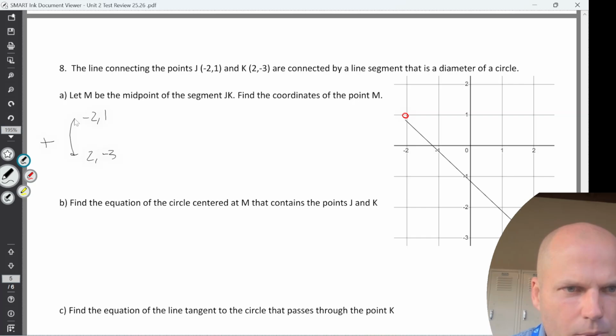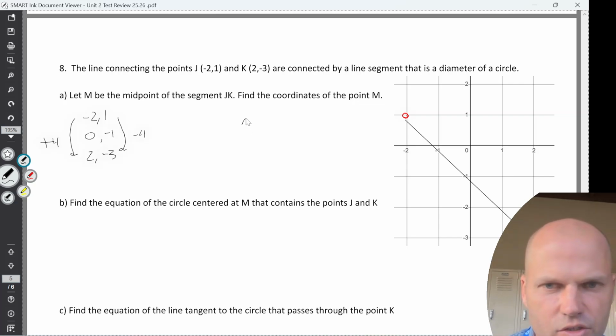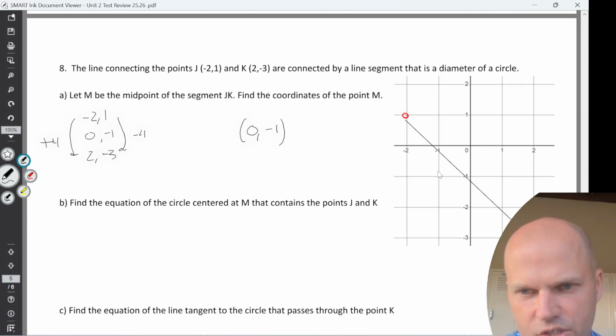Well, from -2 to 2, I'm adding 4. From 1 to -3, I'm subtracting 4. So let's add 2. Let's subtract 2 to get to the point 0, -1, which we can see right here. And we can plot.